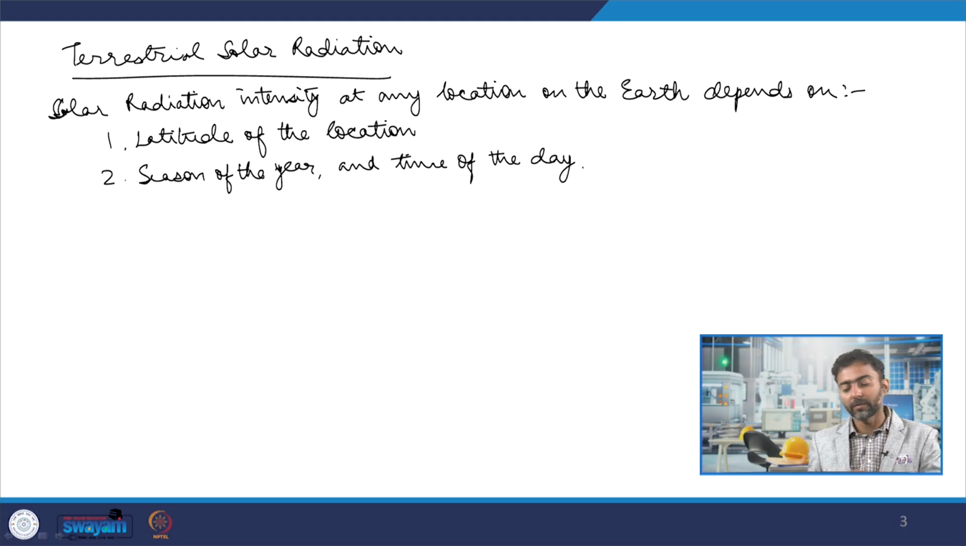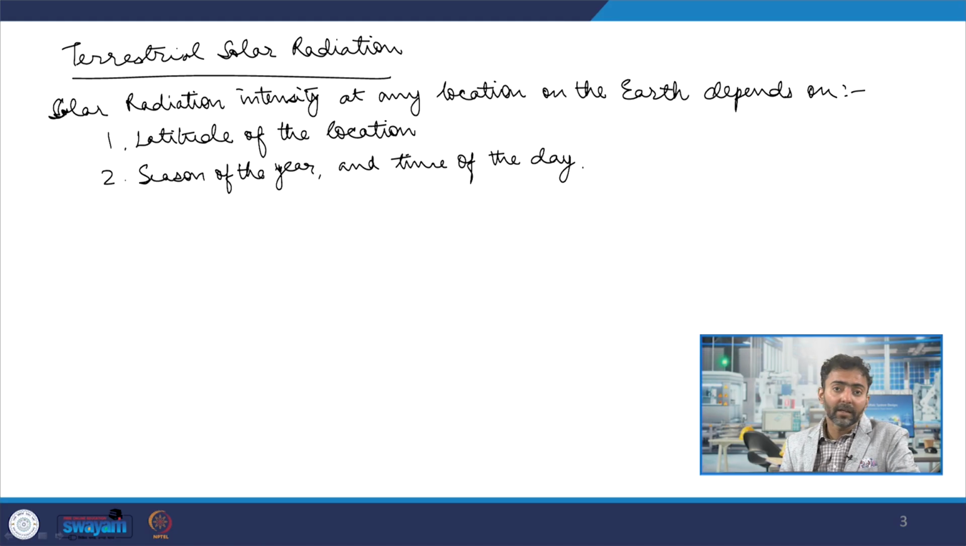So these two are also very important. As we just saw, for a person in the northern hemisphere, summer is the time when the sun is directly overhead, so radiation intensity is higher. Winter is the time when the sun is directly overhead in the southern hemisphere, so in the northern hemisphere the intensity is relatively lower.